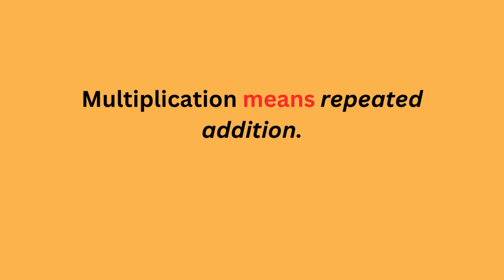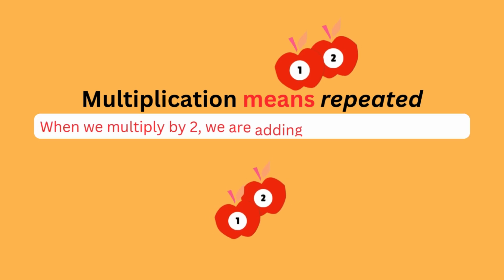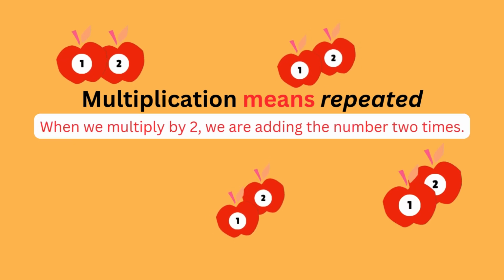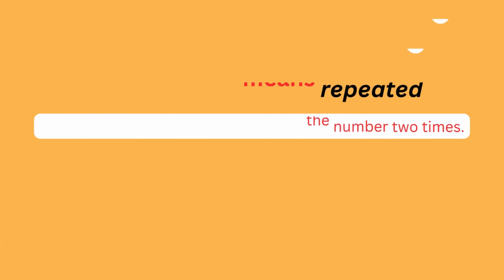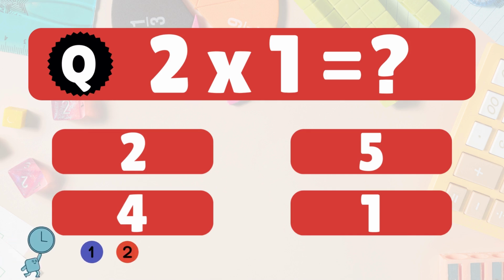Multiplication means repeated addition. When we multiply by 2, we are adding the number 2 times. Let's see how it works with apples. 2 times 1 is what?